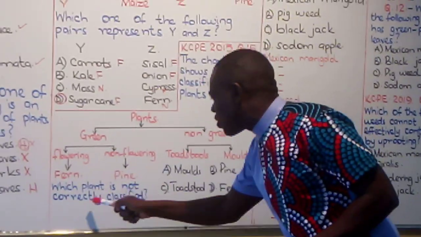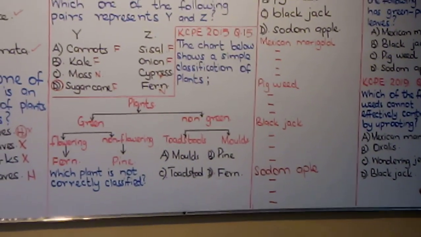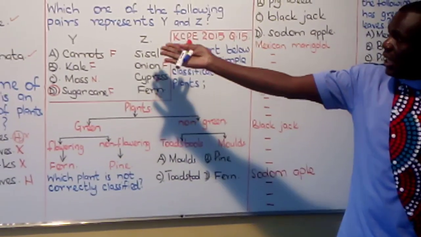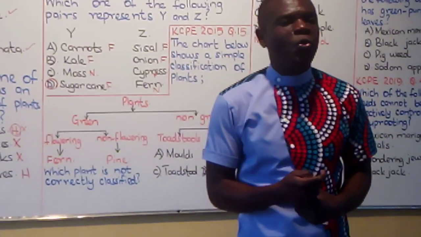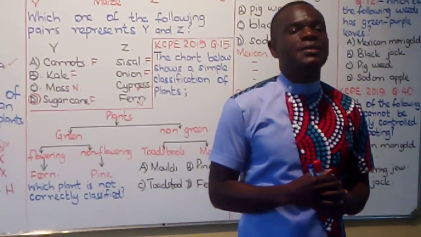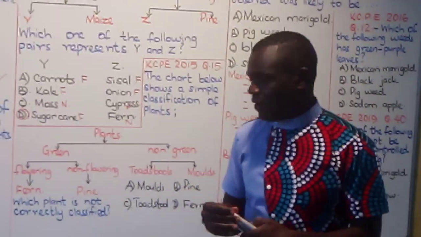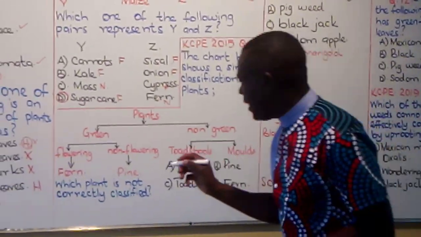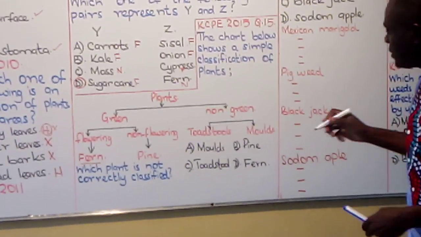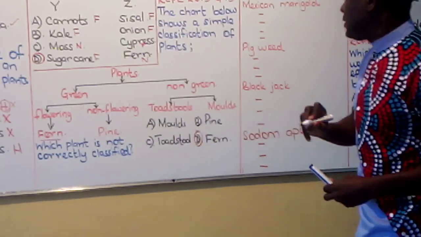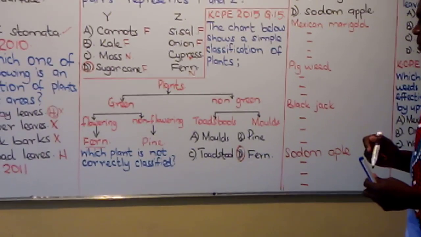Which plant is not correctly classified? Boys and girls, from the discussion in question number 30, you can be able to give the answer. I am so sure. Yes, Tyra. I always call her Tyra Banks. Very good, Tyra. The answer is fern. Fern is not correctly classified, and so the answer here is D, fern. Fern is a non-flowering plant, right?